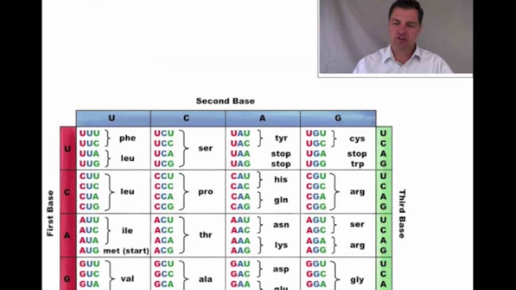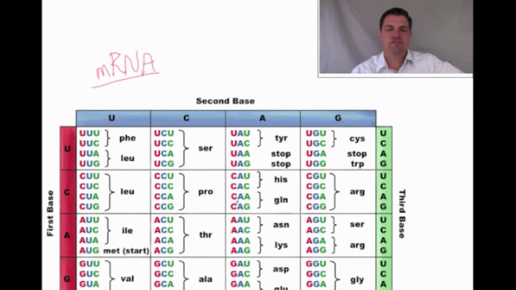Okay, and if you look at this picture here, this shows you the genetic code based on what your mRNA would be. So this is an mRNA chart. If you know what your mRNA is, for example, you can figure out what your amino acid would be coded for in that particular case. So if you notice here, we've got leucine and we've got leucine, for example.